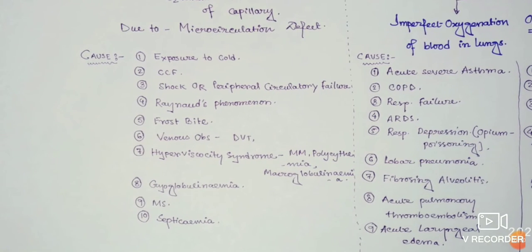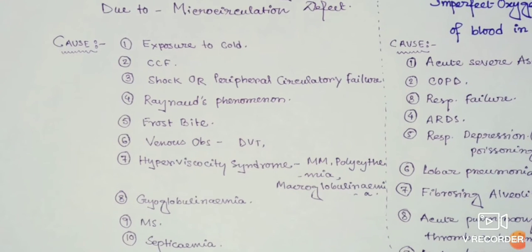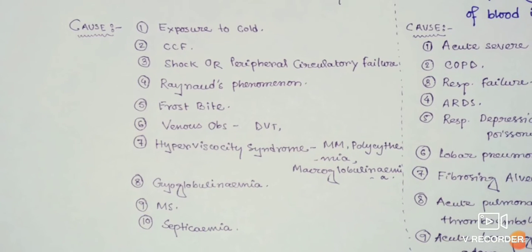Let's have a look at the causes of peripheral cyanosis. These are the causes: exposure to cold, congestive cardiac failure, shock or peripheral circulatory failure, Raynaud's phenomenon, frostbite, venous obstruction due to deep venous thrombosis, hyperviscosity syndrome such as multiple myeloma, polycythemia and macroglobulinemia, cryoglobulinemia, mitral stenosis and septicemia.